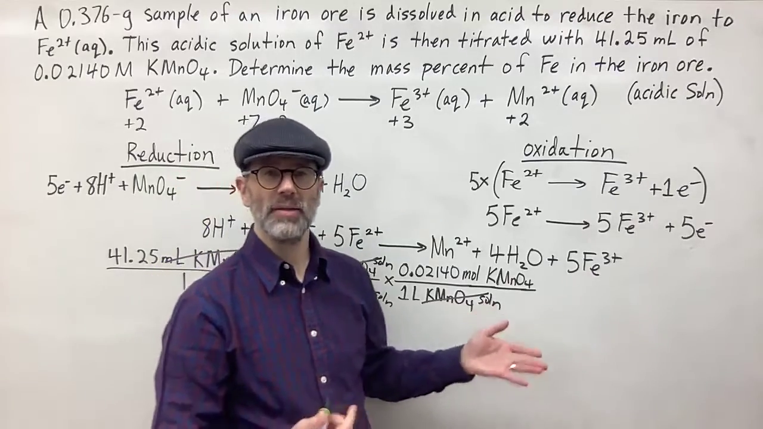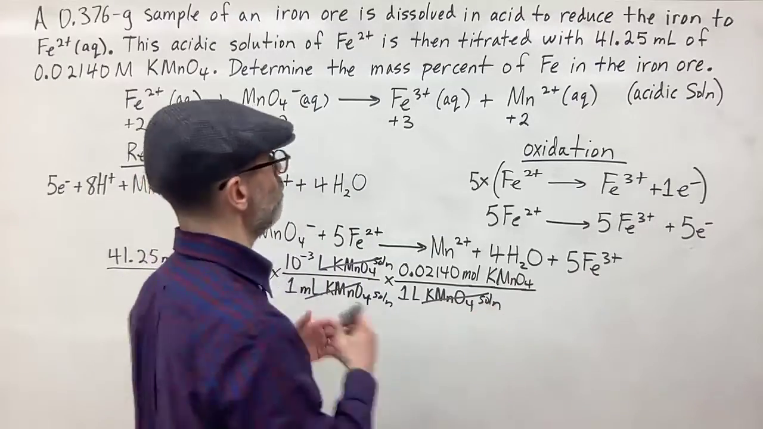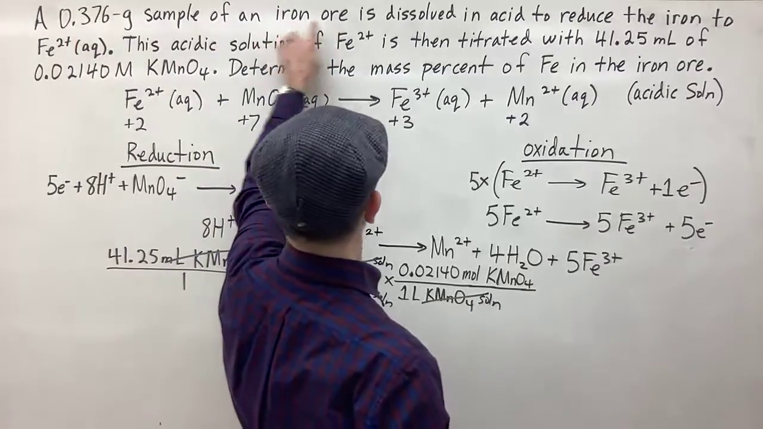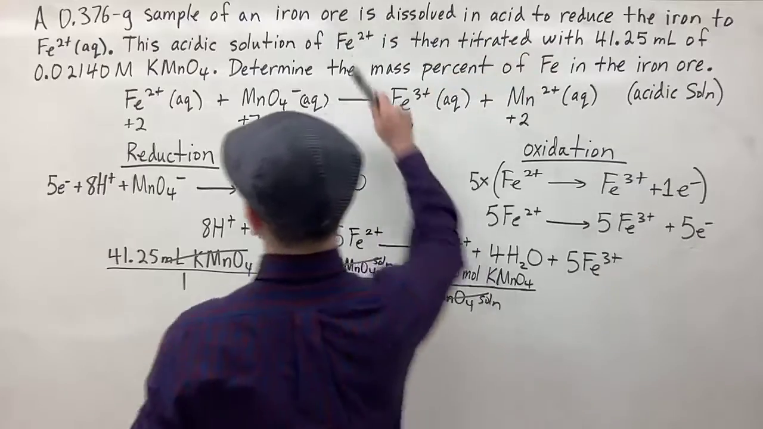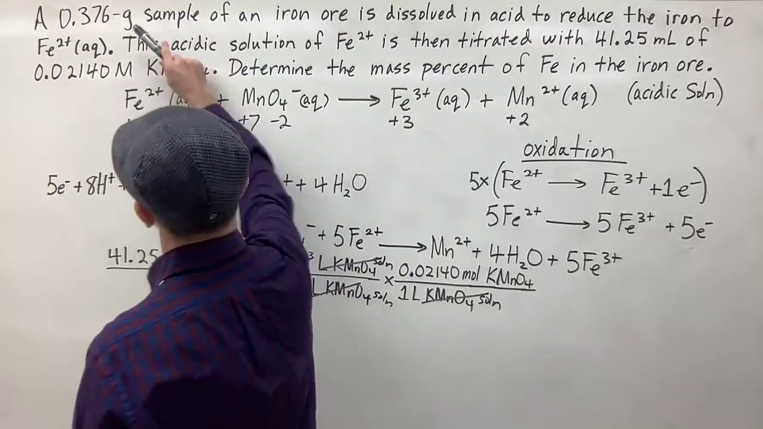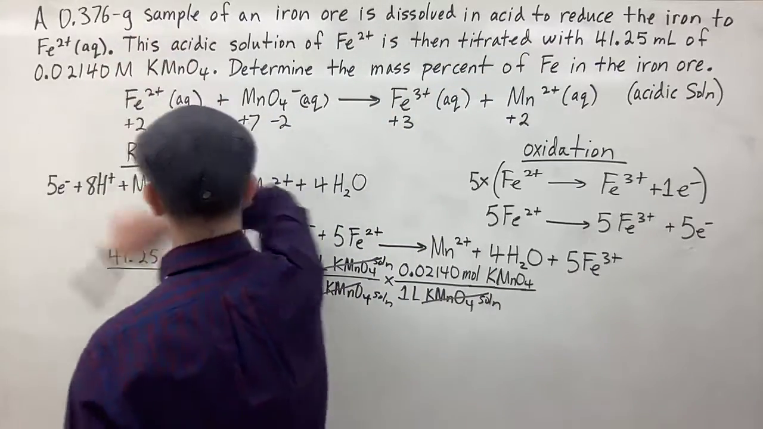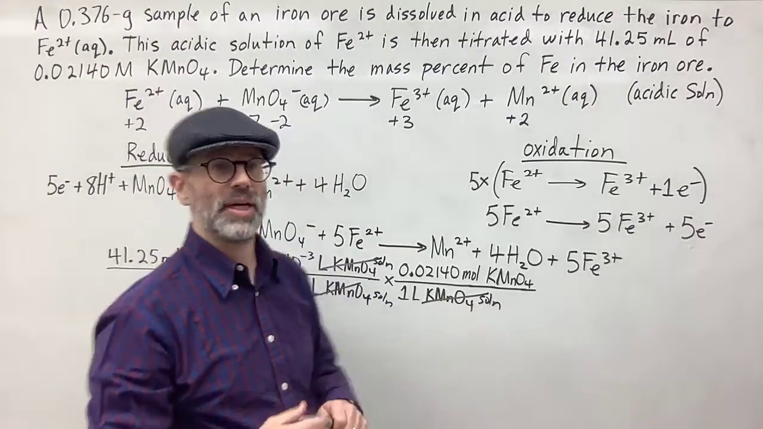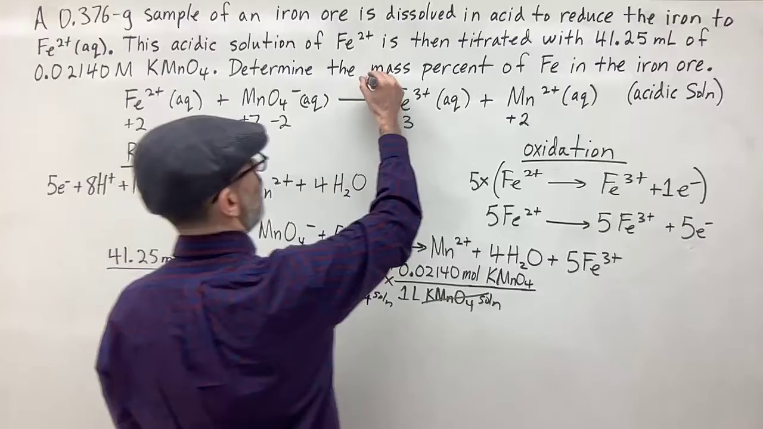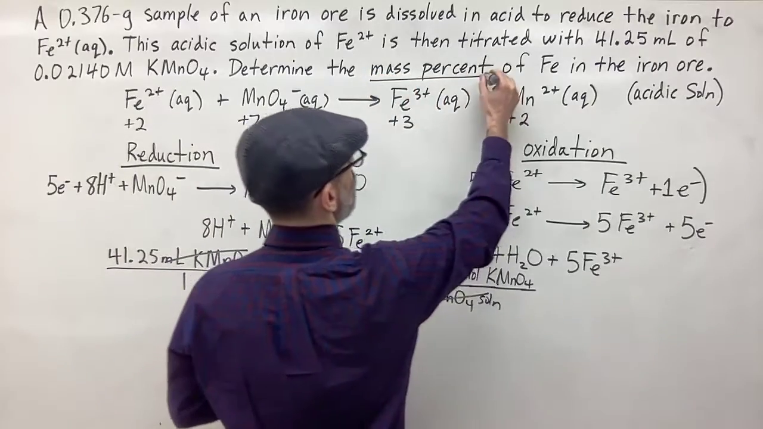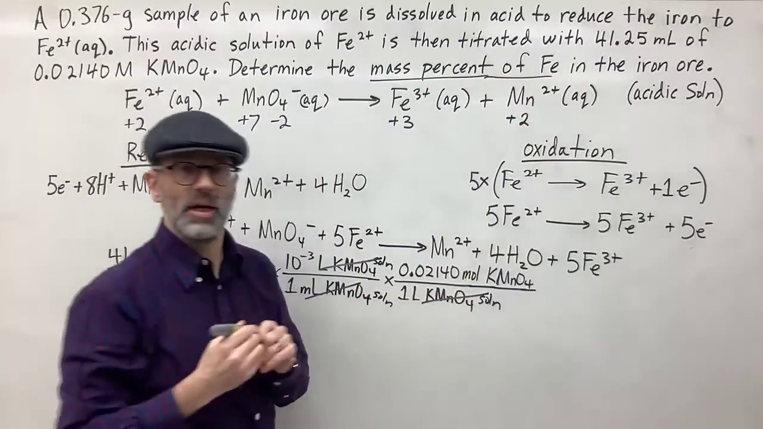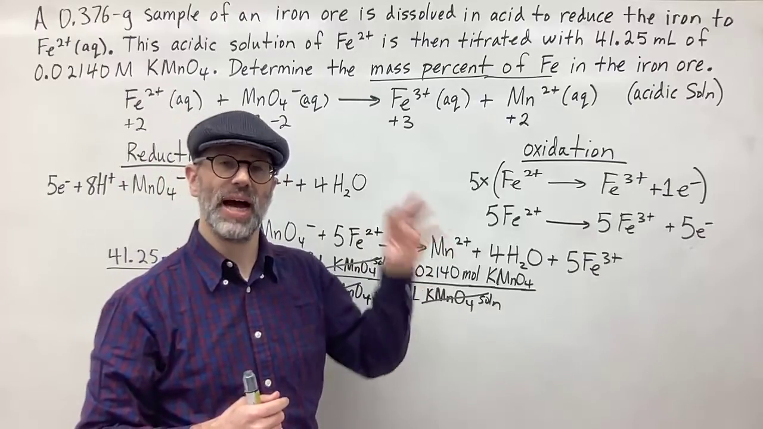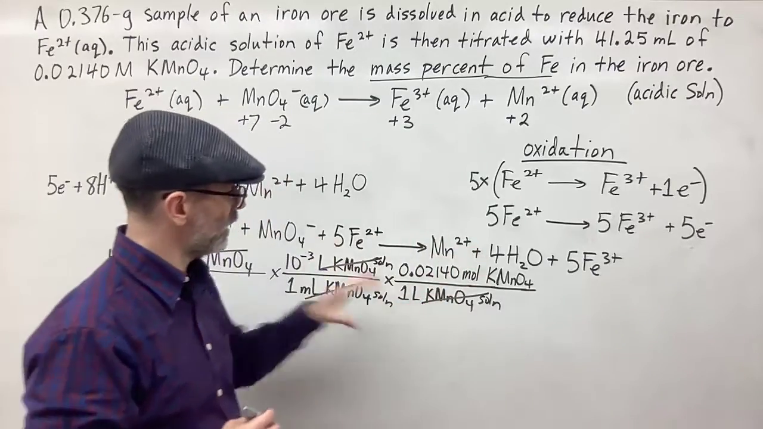So what do they want? They want grams of the iron. They want grams of the iron in the iron ore, right? So this is the mass of the iron ore. We need to find grams. Why do we need to find grams? Because what do they want us to determine? The mass percent of the iron. Well, I can't do mass percent without figuring out the mass of the iron in the iron ore, so I need to keep going.